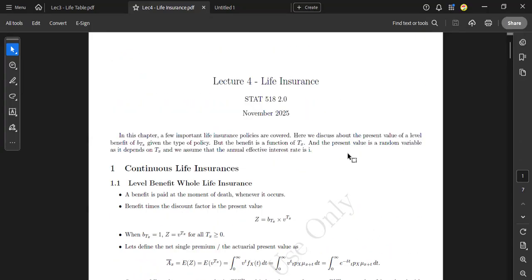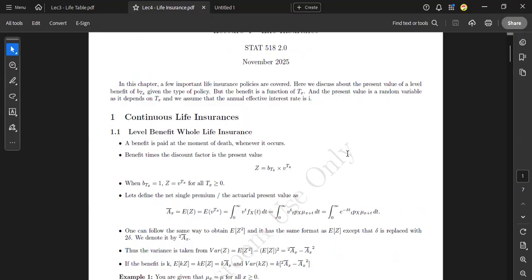So now, using all these things, we can adapt those concepts into practical situations in life insurance. So in this chapter, we will discuss a few important life insurance policies, and we will see how we can adapt those probability calculations and finding expectations for the future lifetime random variables in terms of insurance and the occurrence of the benefit payment. So still, we have the future lifetime random variable, but now we have a new term called the benefit.